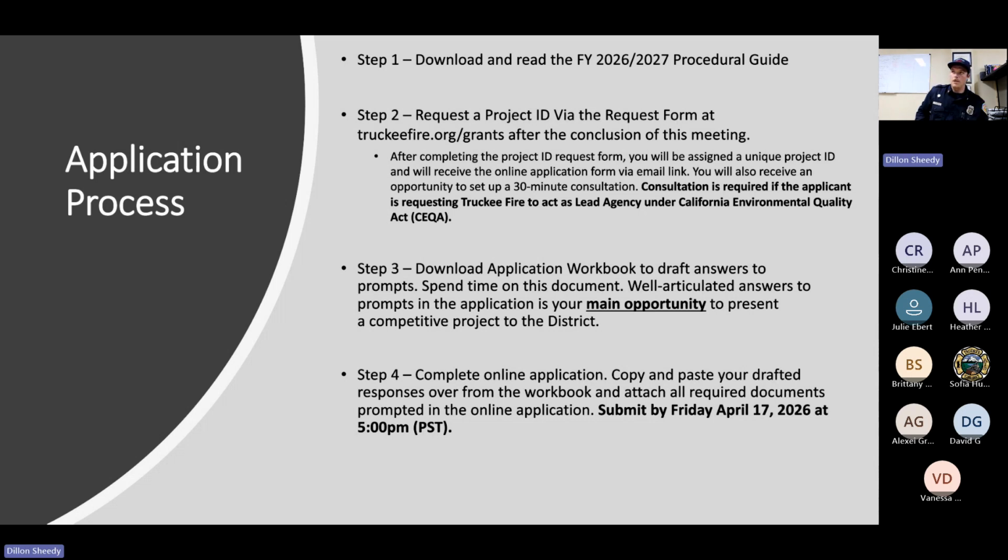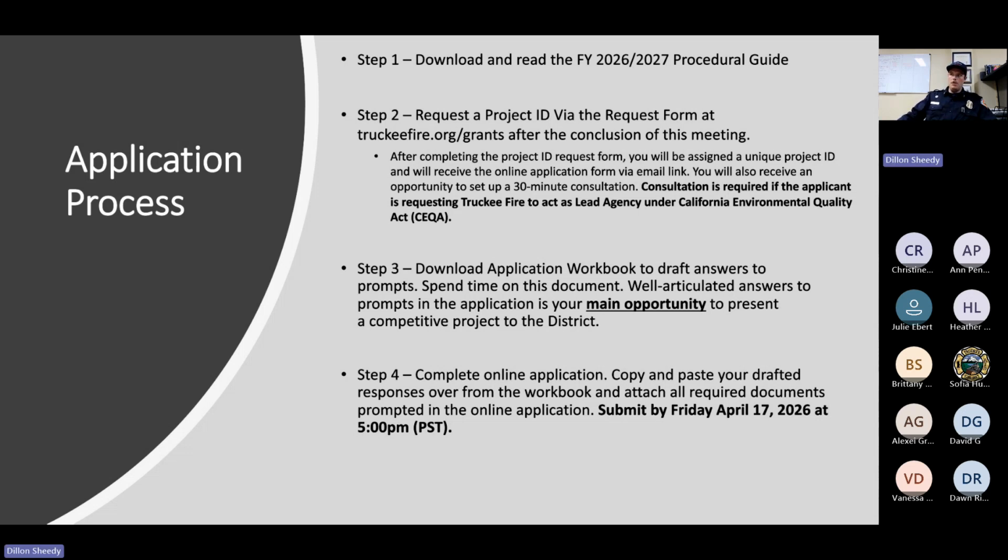The third step would be to download the application workbook. Again, the application workbook is on our webpage. You want to use that workbook offline to draft your answers to the prompts. You want to spend time on this document. You want to develop well-articulated answers following the procedural guide, following the evaluation criteria. You cannot rush through the application. You need to spend time on it. It is your main opportunity to present a competitive project to the district.